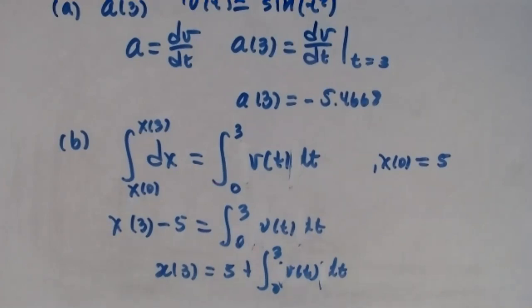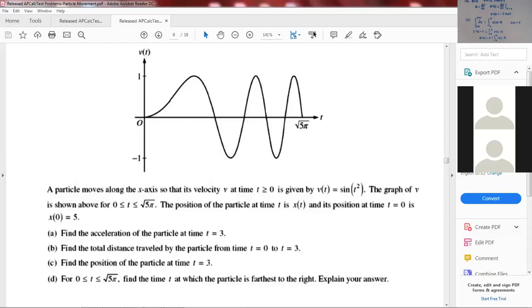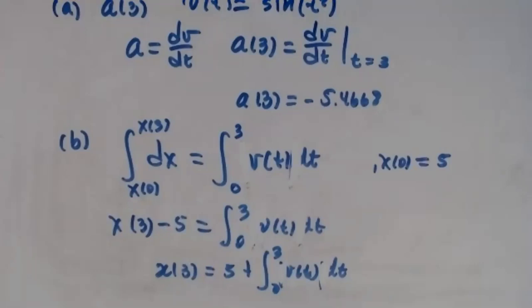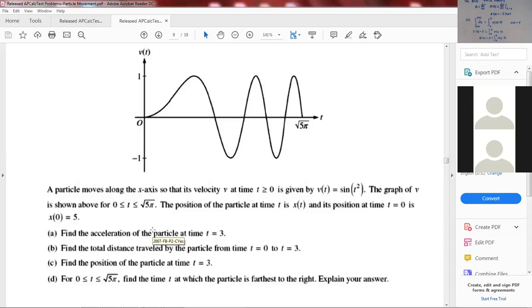And the last problem, the last question, stop share, let me see, share screen, this one. So for the interval 0 to square root of 5 pi, find the time t at which the particle is the farthest to the right. Explain your answer. Possibly this is the most difficult part, correct? Because you have to find the maximum displacement.